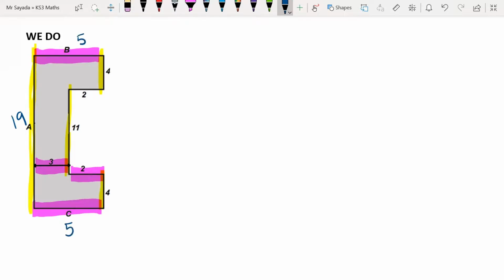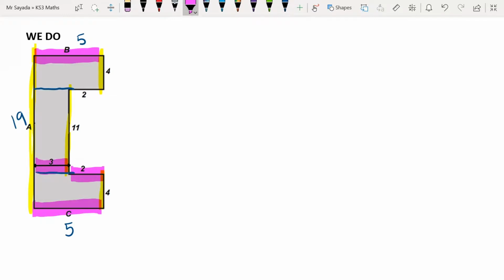Now we have all the lengths that we need. What should we do next? Say your answer to the video. The next thing we need to do is split the shape into, in this case, 3 different rectangles. Now there's a few different ways to do that. The way I'm going to do it is like this.